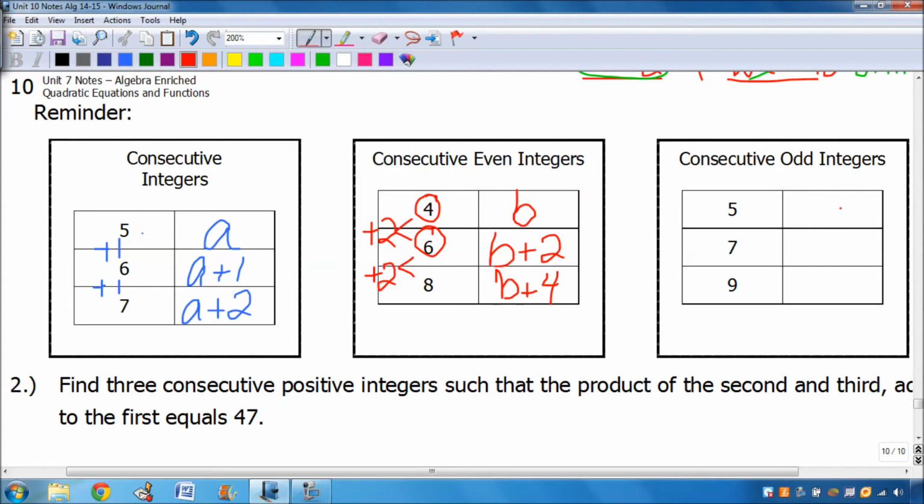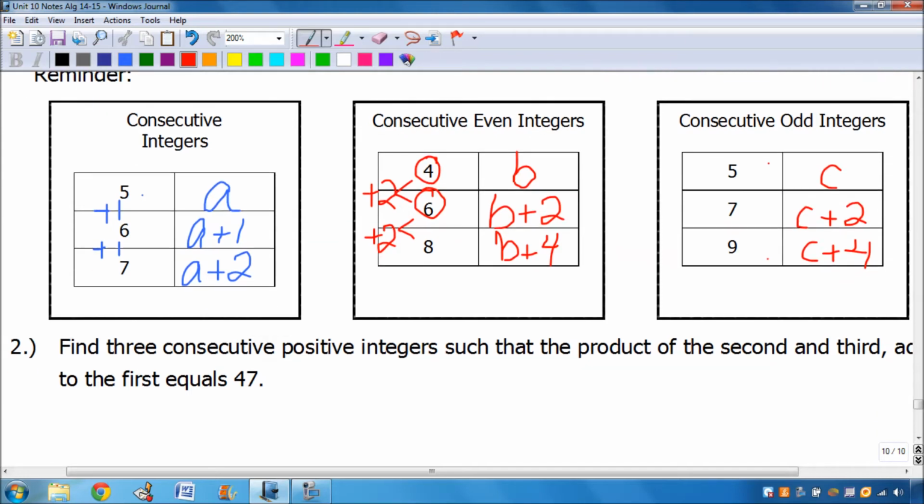If the first integer is 5, to go from 5 to 7, you add 2, and then to go from 5 to 9, you add 4, and then you would add even numbers every time. Remember, if it's odd, the common mistake that people make is they think they should do c and then c plus 1 and then c plus 3 because 1 and 3 are odd numbers. However, we add 2 and 4 because we have to skip the even number between our two odd numbers, okay?